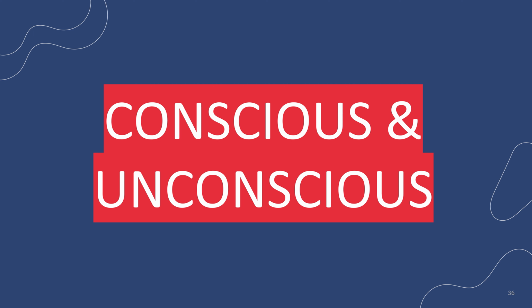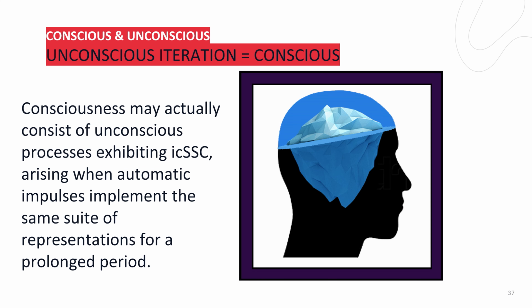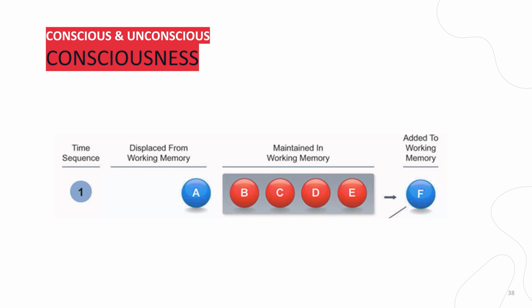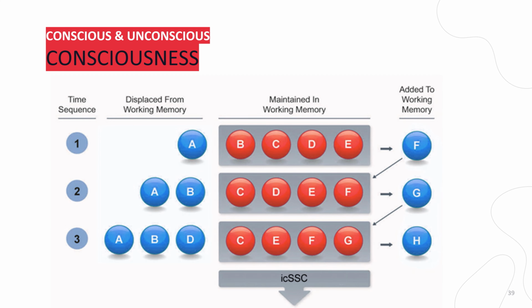Next, we address how conscious and unconscious processes relate. Consciousness may actually consist of unconscious processes exhibiting ICSSC, arising when automatic impulses implement the same suite of representations for a prolonged period. Thus, just one of these cycles doesn't produce any consciousness, but multiple cycles do.